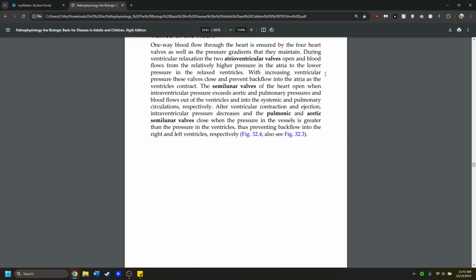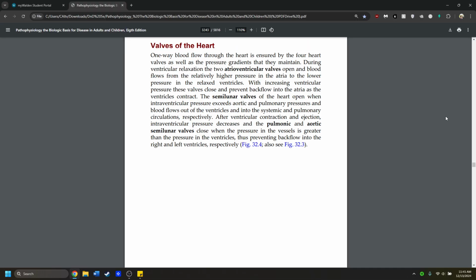The valves of the heart. One-way blood flow through the heart is ensured by the 4 heart valves, as well as the pressure gradients that they maintain. During ventricular relaxation, the 2 atrioventricular valves open and blood flows from the relatively higher pressure in the atria to the lower pressure in the relaxed ventricles. With increasing ventricular pressure, these valves close and prevent backflow into the atria as the ventricles contract.